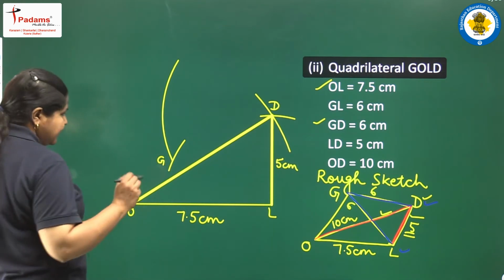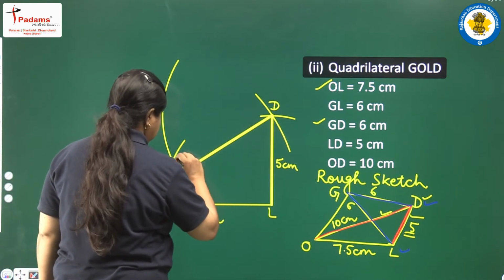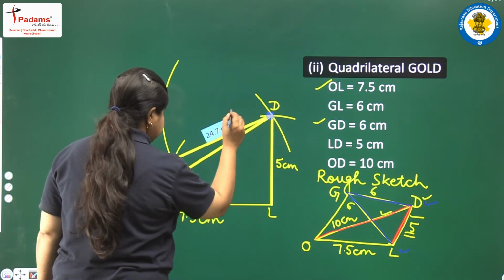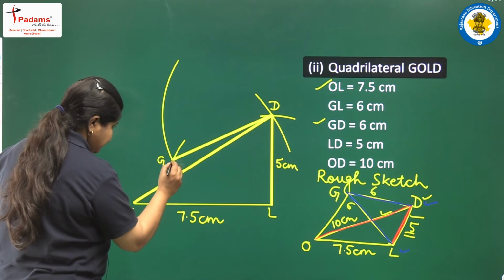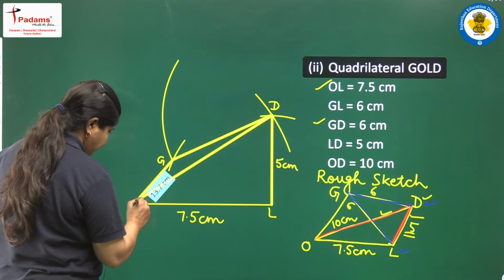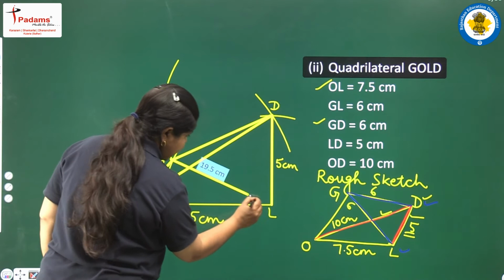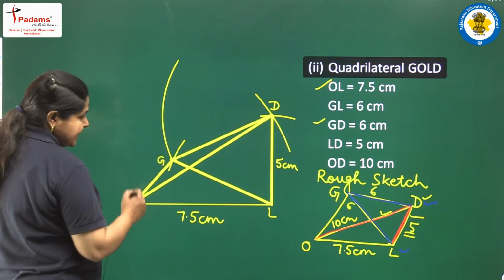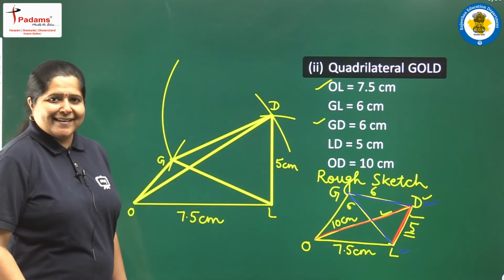Now what next? We will have to join this G to D first. This is GD. Then we will join this G and O, and then we will join this G and L. This is the diagonal. With this we get this quadrilateral GOLD.